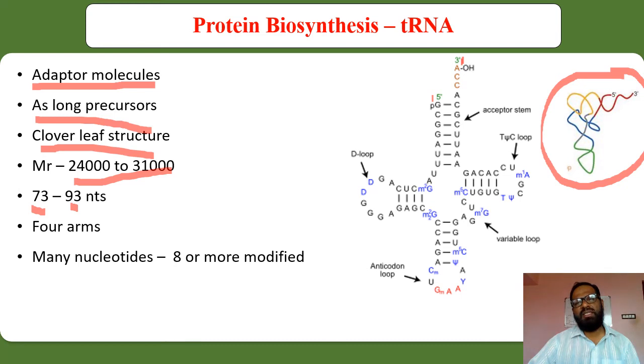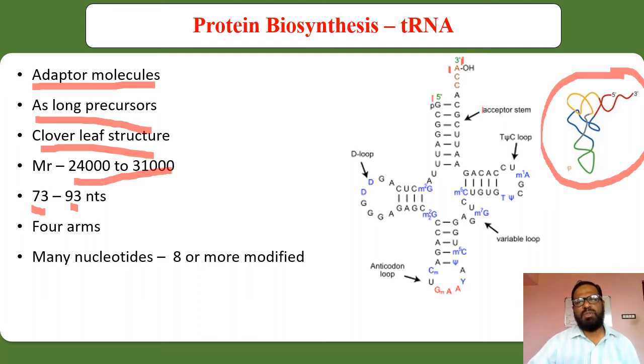Why? Because this is the arm where exactly the amino acid will attach to this adenine. Since the amino acid is going to be attached at this particular region, this arm is mainly responsible for attaching and carrying the amino acid to the ribosome. That's why this arm is called the aminoacyl arm. It is also called the acceptor stem, acceptor arm. The most important term is the aminoacyl arm.